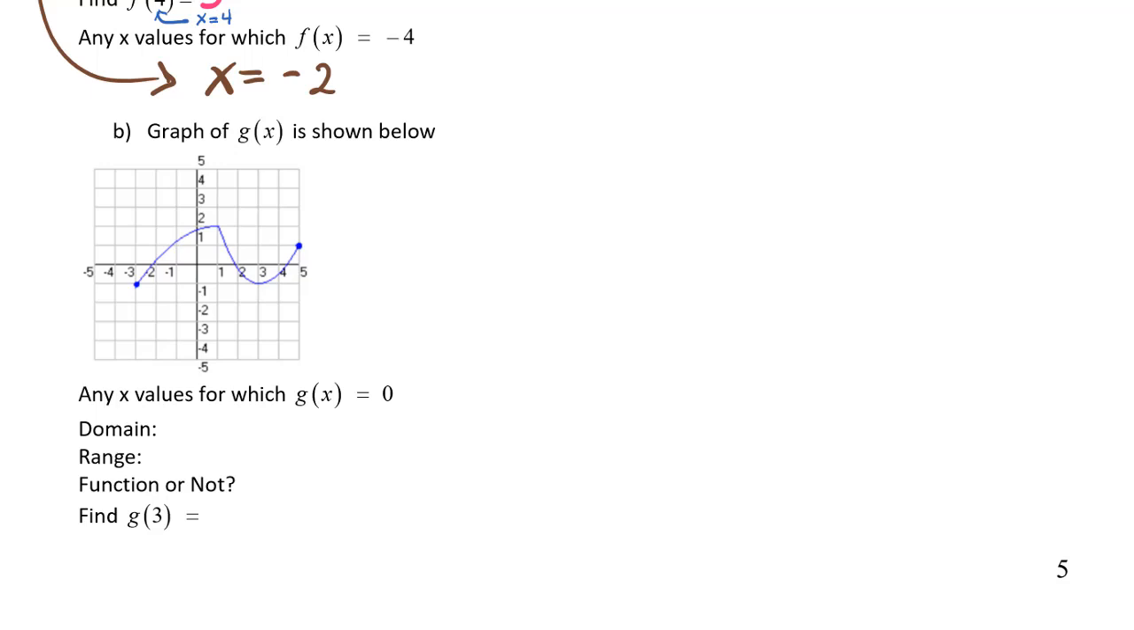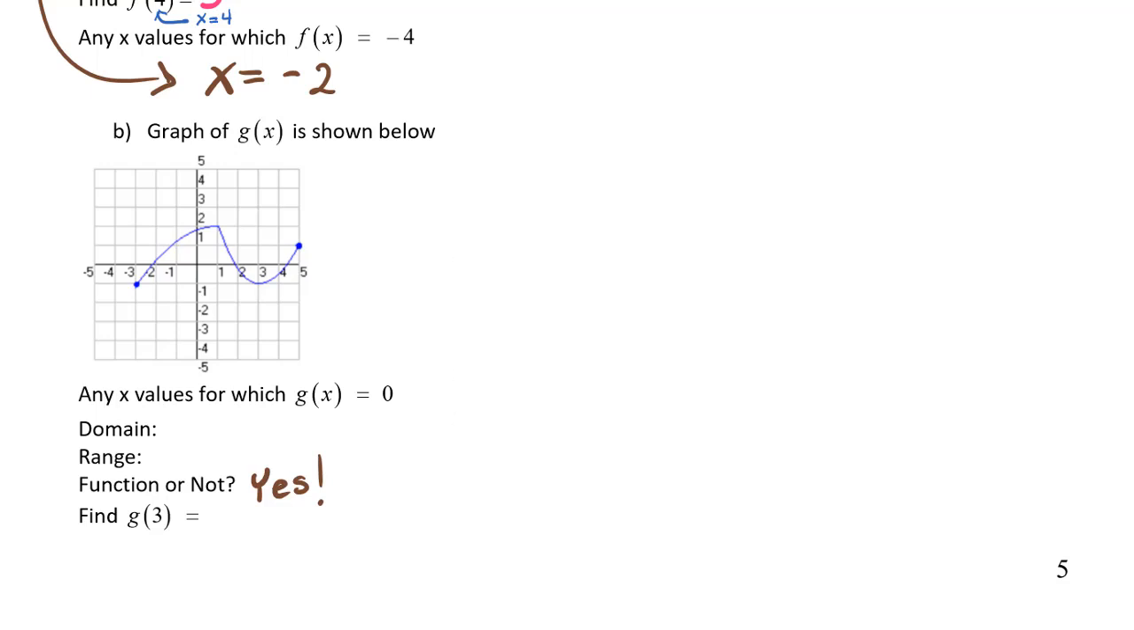Welcome back as we continue graphing functions. We have part B, which is the graph of g of x, and it's shown below. It does represent a function, so I'll say yes here. And we need to find its domain and range, and then we need to find g of 3. We also want to find out if there are any values for which g of x equals 0.